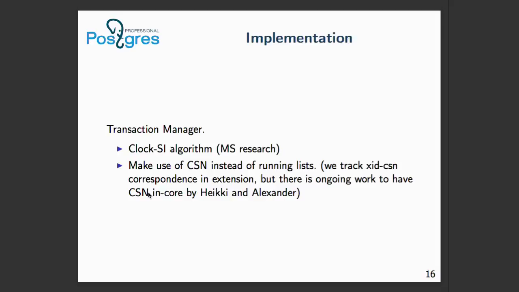If somebody is familiar with the Postgres way of assigning a transaction, it actually makes use of commit sequence numbers instead of running lists like in Postgres. And right now some patches by several developers propose to have that CSN in core, mostly because it improves performance on multi-core systems. But that's kind of a lot of details.